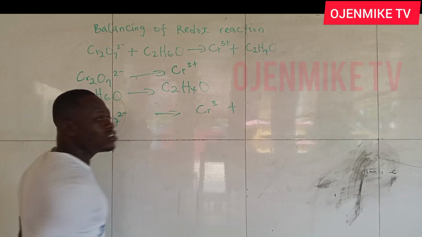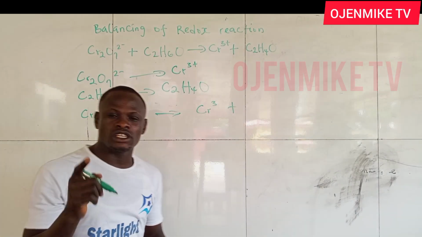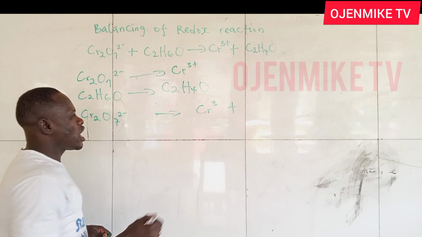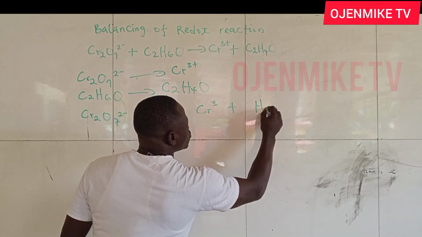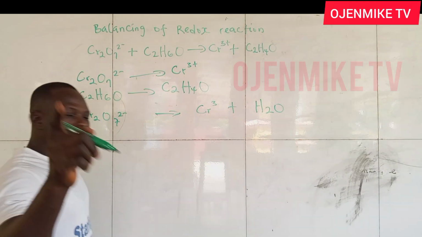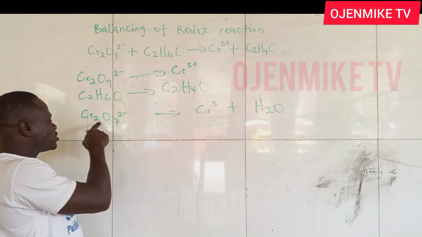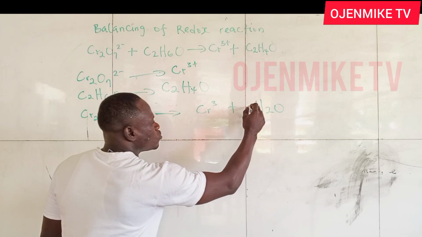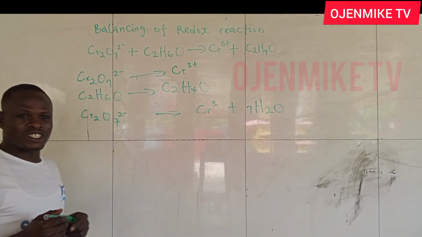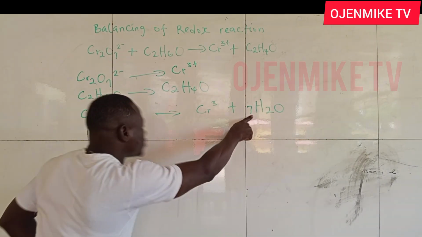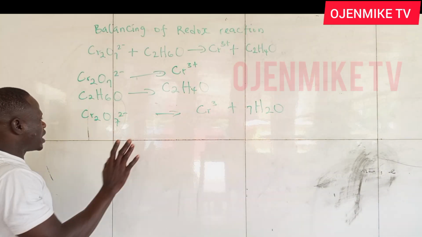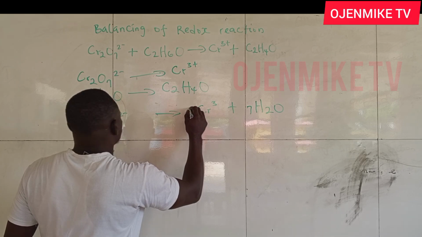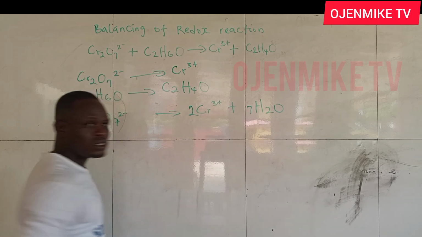Cr3+. In redox reaction, more especially when you are balancing a redox reaction in acidic environment, what you do is that you add water. So we add what? H2O. This is water. Don't forget, here in the reactant we have 7 molecules of oxygen. Here is 1 molecule. So you add 7 molecules of water here. Oxygen here is now 7. Oxygen here is 7. Balance. Chromium here is 2. Chromium here is 1. So we add here 2. Balance.